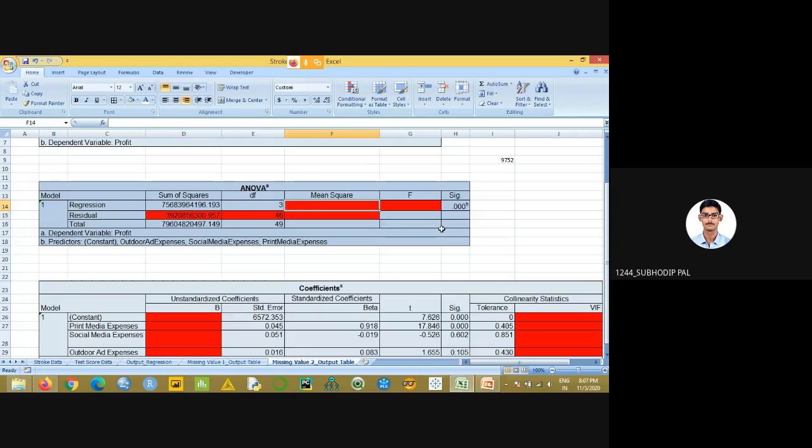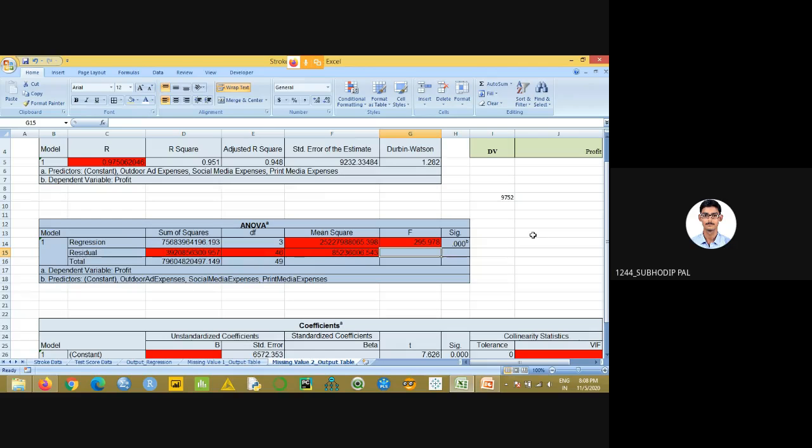Now I can easily calculate. The mean square is equal to SSR divided by this degree of freedom. Next one is this one divided by this degree of freedom. My F statistics will be equal to MSR divided by MSC. Okay. Got it? Yes.